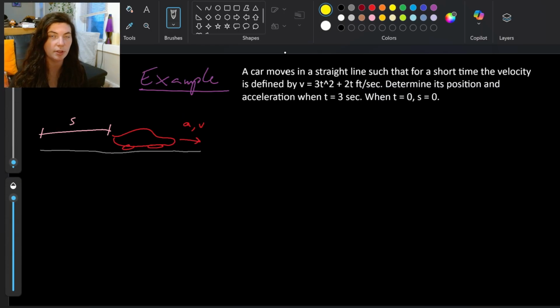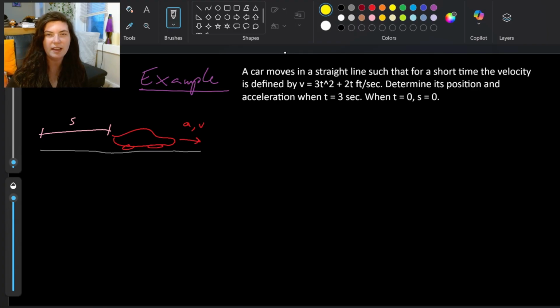In our first example here, we have a car moving in a straight line such that for a short time the velocity is defined by v equals 3t squared plus 2t. Determine its position and acceleration when t is 3 seconds, given that when t is 0, s is 0.